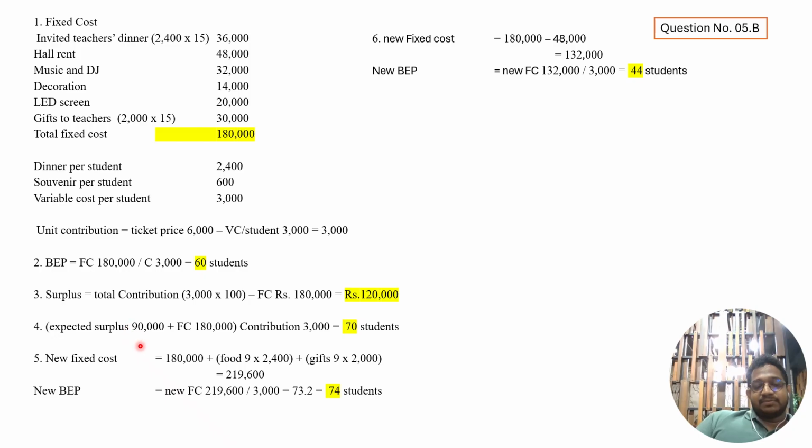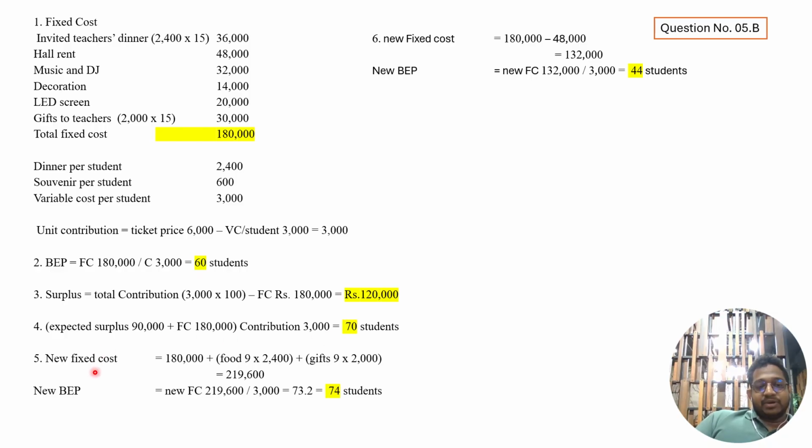So expected profit plus fees cost. This is the total amount that you should cover from your contribution. And to that, you should participate minimally 70 students. And fifth one, the minimum number of tickets that must be sold if all invited teachers are going to attend.